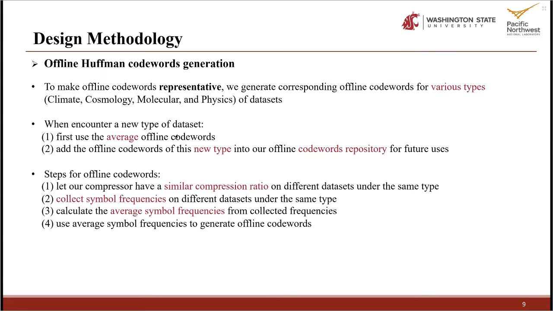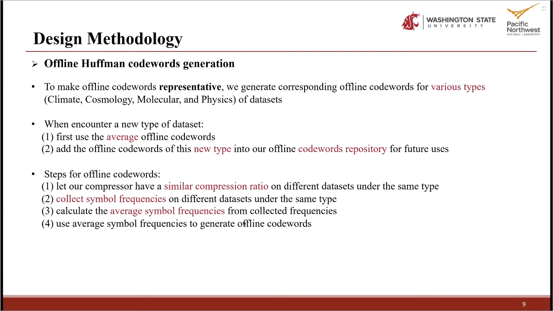When we encounter a new type of dataset, we will first use the average offline codewords. Then we will add the offline codewords of this new type into our offline codewords repository for future use. We use 4 steps to generate offline codewords.